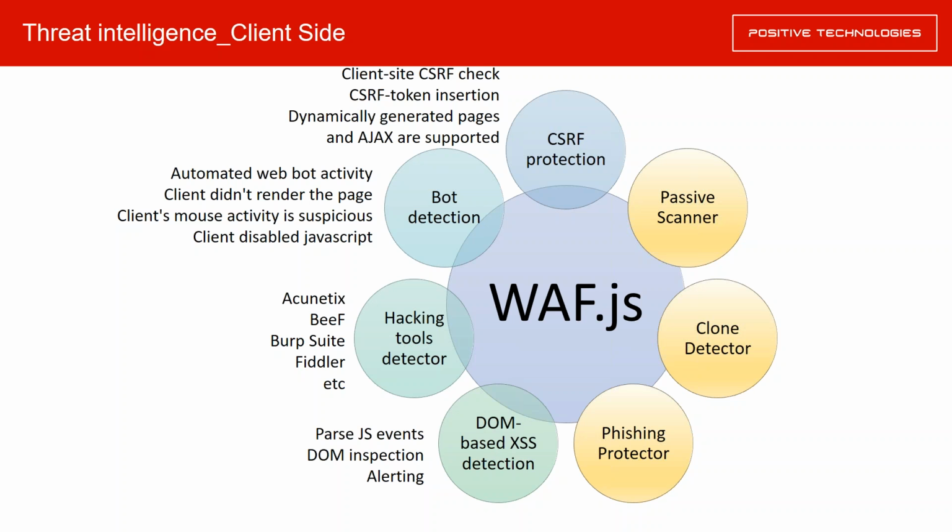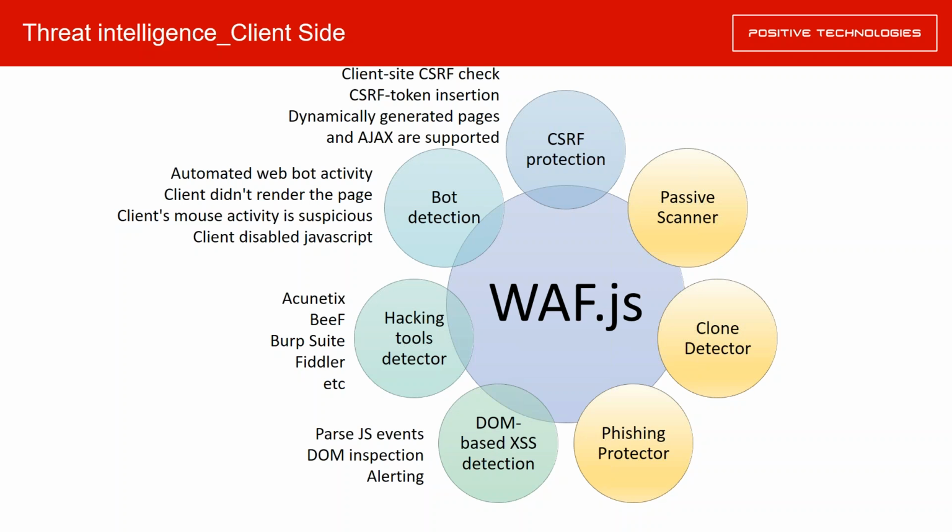hacking techniques. So this is where PT's application firewall gets information from something called WAF.js, which is a JavaScript that is pushed on or injected into the responses of the protected application servers. So having said that, let's just check how WAF.js actually works.